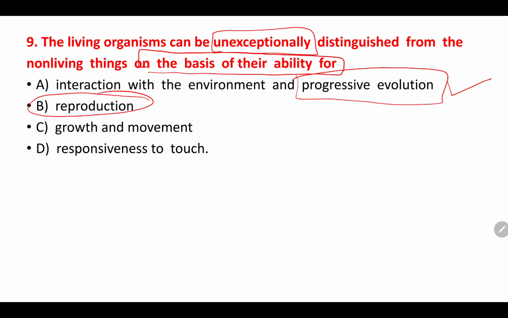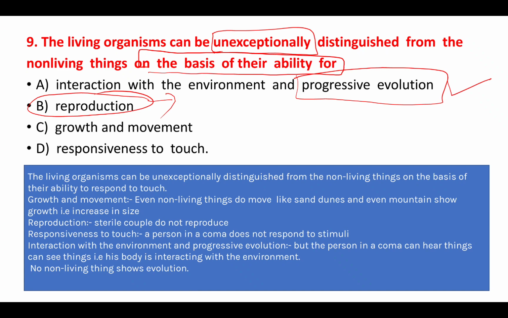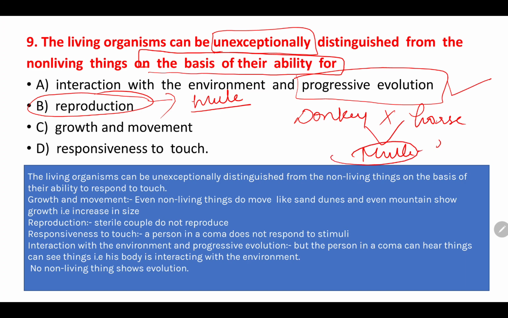Reproduction. Coming to reproduction, there are some sterile couples. They do not reproduce at all. And you might have heard about a mule. It's an organism which does not reproduce at all. It's a sterile organism, a cross between a donkey and a horse. Okay, a cross between what? A donkey and a horse. It produces a mule and it is sterile.